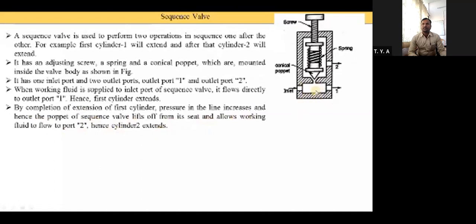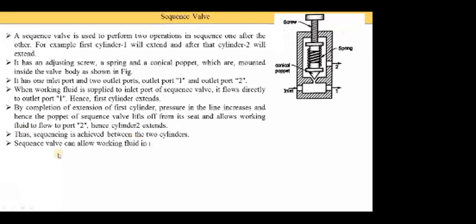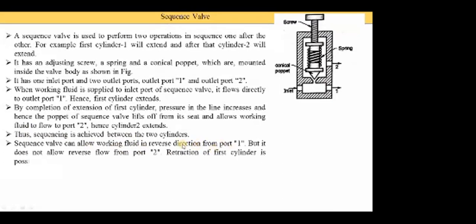So when the pressure is increased here, this poppet is lifted off and the oil from the inlet port is supplied to port 2, and from port 2 it is supplied to cylinder 2, and cylinder 2 starts to extend. Here the word fluid is used because it can be used in hydraulic systems as well as in pneumatic systems. Thus sequencing is achieved between the two cylinders, meaning the extension in the two cylinders is carried out in a proper sequence.